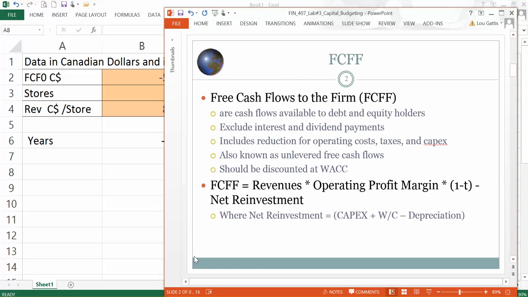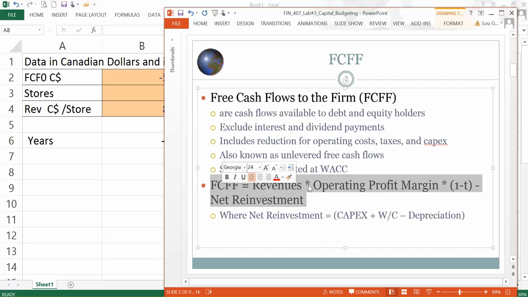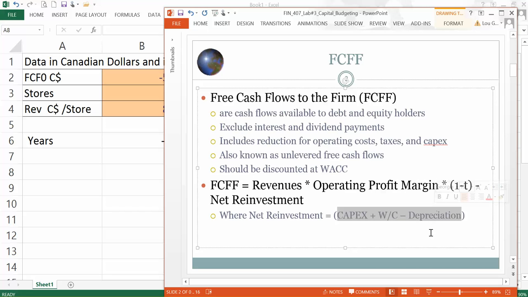Free cash flows of the firm are cash flows available to both bond and equity holders. Interest payments are not subtracted, but taxes are subtracted, and non-cash items are added back, like depreciation, and CapEx is subtracted. We're going to use a shortcut method for calculating free cash flows. That'll be revenues times operating profit margin. That'll give me operating profits. Subtract out taxes. And then I'm going to subtract something called net reinvestment. Net reinvestment combines CapEx, working capital, and depreciation.